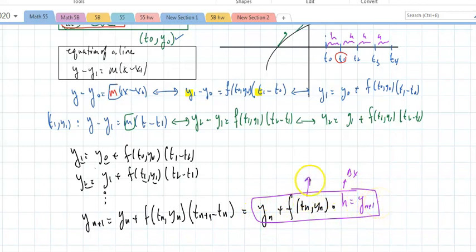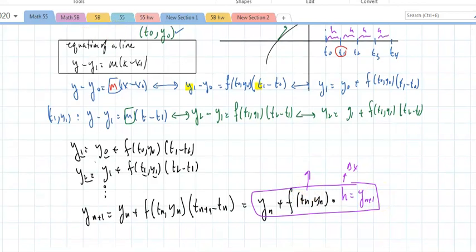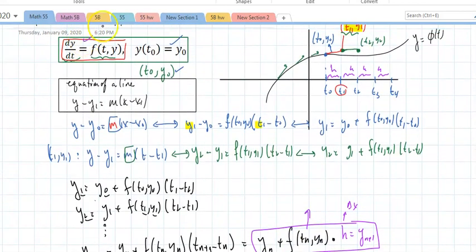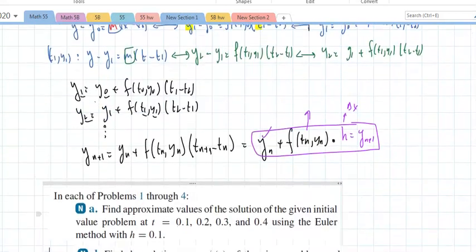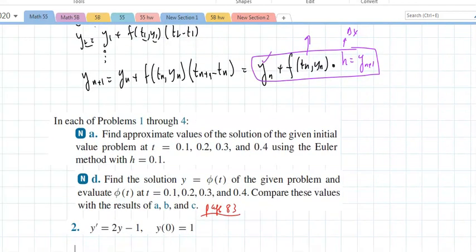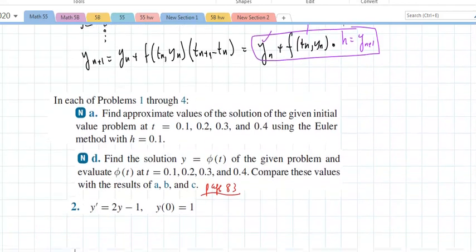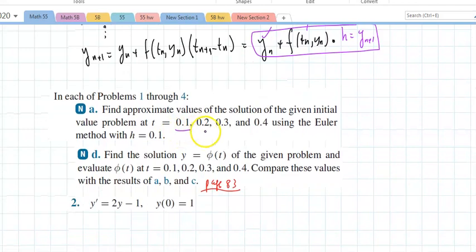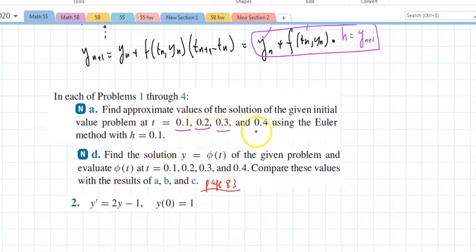This is the derivative, right there, and this y is just the previous y before that. I want to look at a problem. I want to start with problem number 2, and we're going to focus only on parts A and D. So they give us t, 0.1, 0.2, 0.3, 0.4. And this is the Euler formula, of course, the famous Euler. You're going to know a lot about this guy.